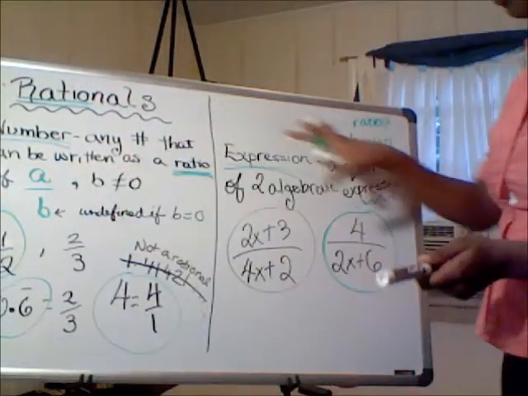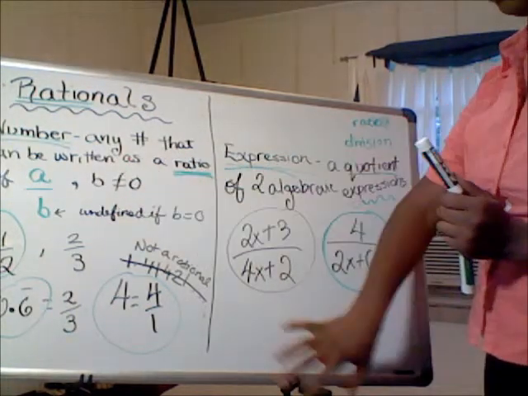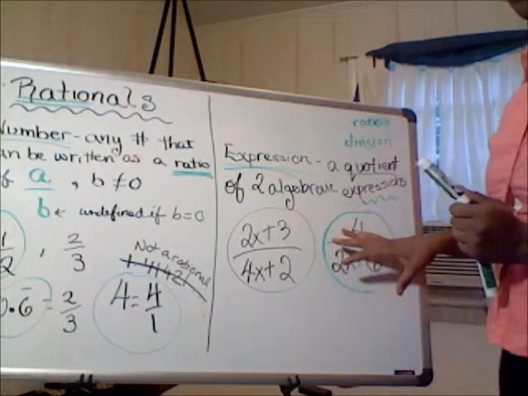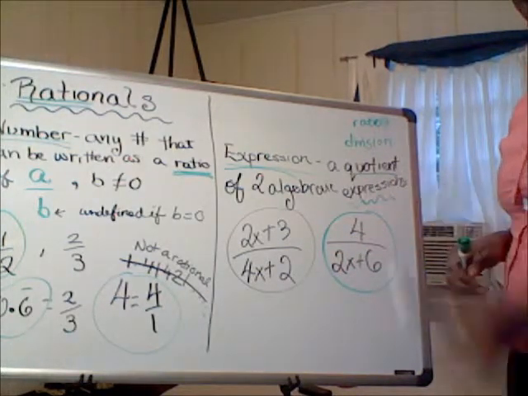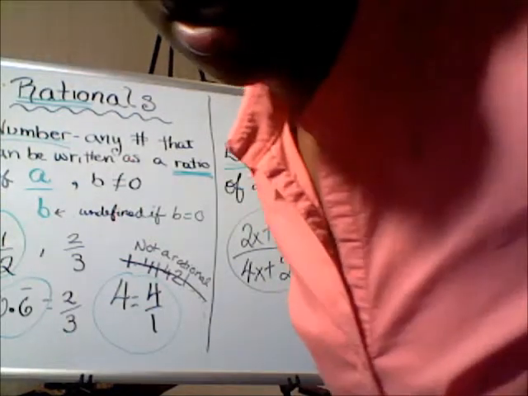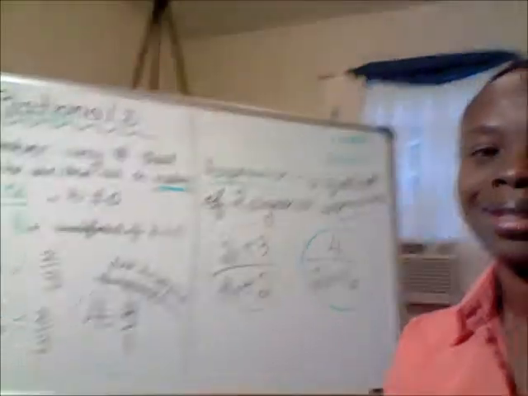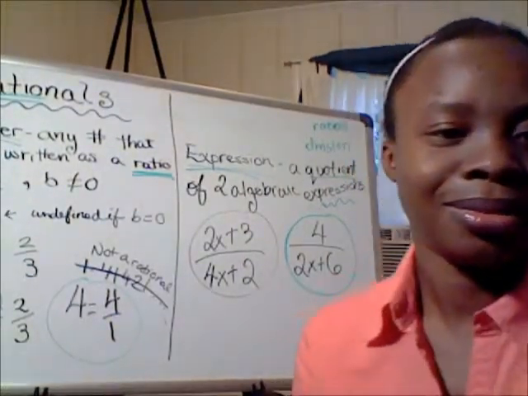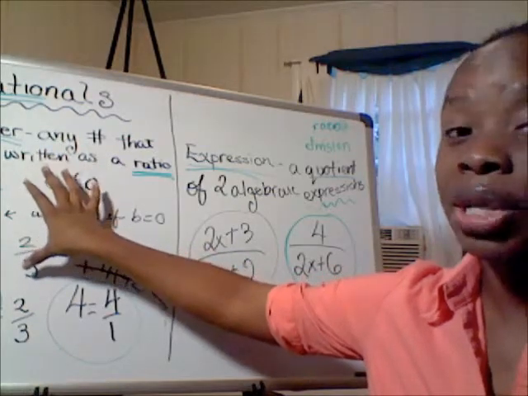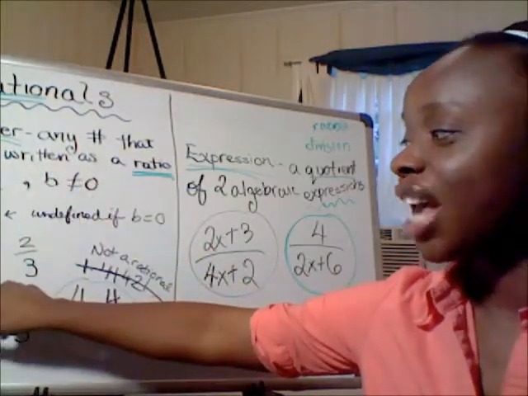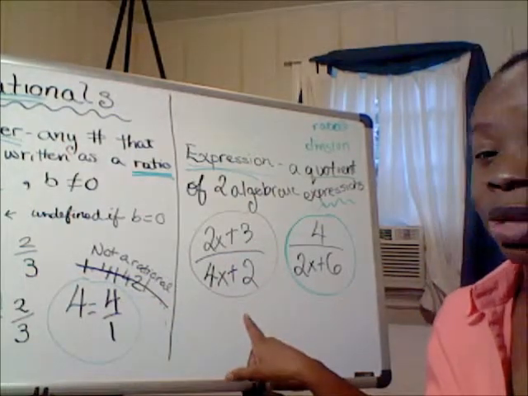So these two are very alike, but they're different. This one has variables, this one doesn't. But the way we perform the operations, such as adding, subtracting, multiplying, and dividing, are all the same. The rules that apply to numbers that you guys learned in middle school, such as you must have common denominators to add or subtract, apply to rational expressions as well.